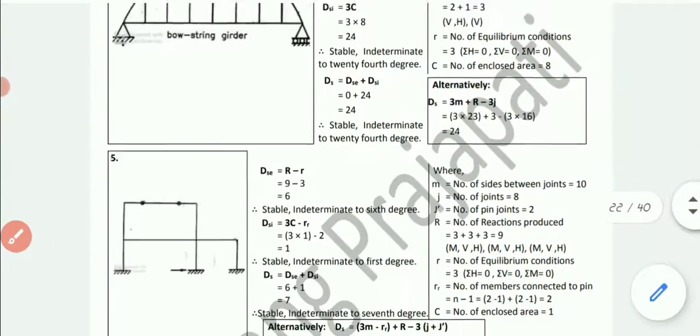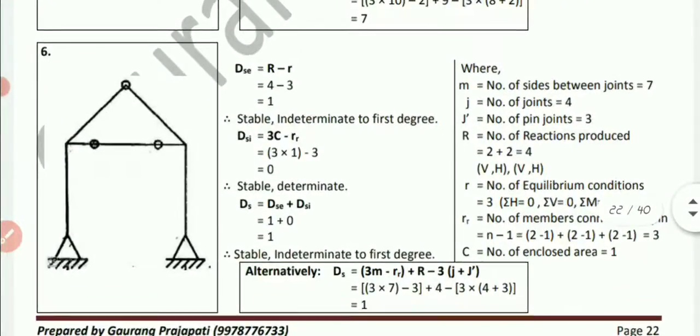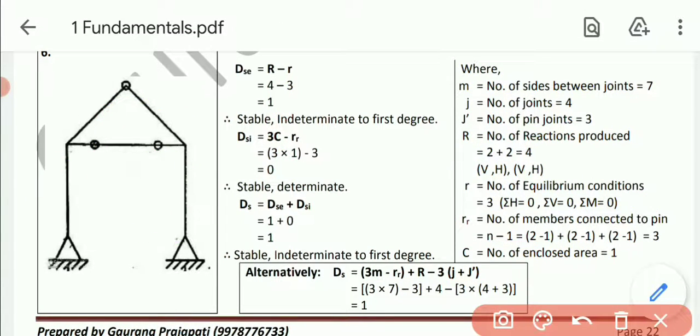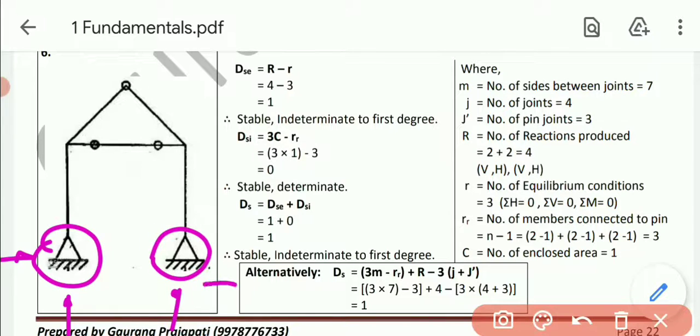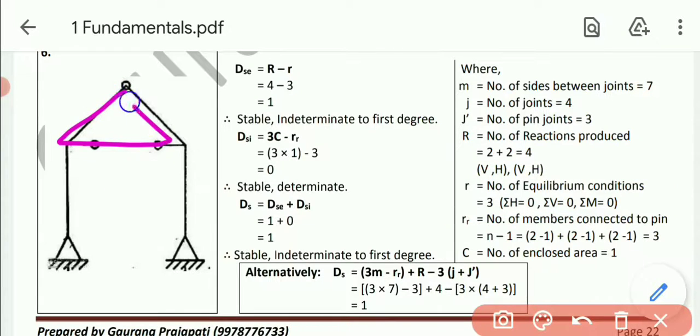Okay, so example number 6, a similar kind of example. First of all, capital R hints about two reactions, so capital R, that is 2 plus 2, that is 4. Talking about small r, that is always 3. Now as pin joints are there, I need to calculate first of all C, the number of enclosed areas, that is only 1. Okay, this one. Now calculate RR.